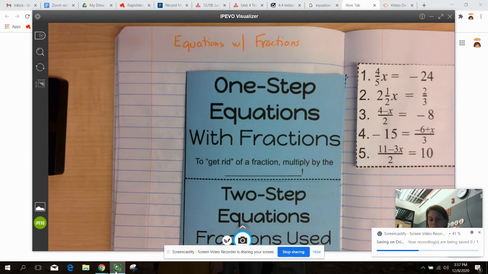Today we're going to talk about equations with fractions. Sometimes it's going to be a little bit tricky. I just call them tricky equations, two-step equations with fractions. So we're just going to talk about those. One of them is a one-step equation, one of them is a two-step equation.